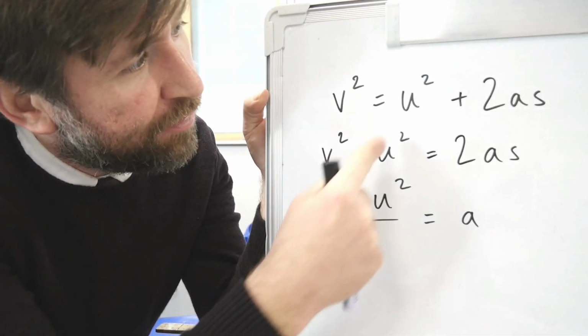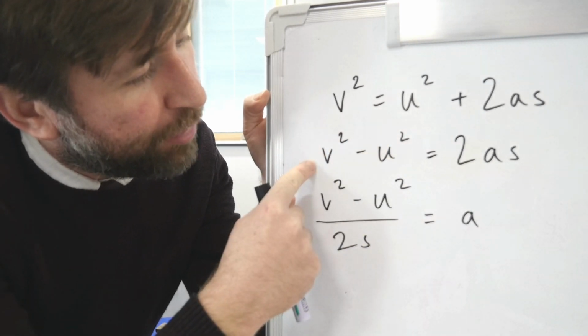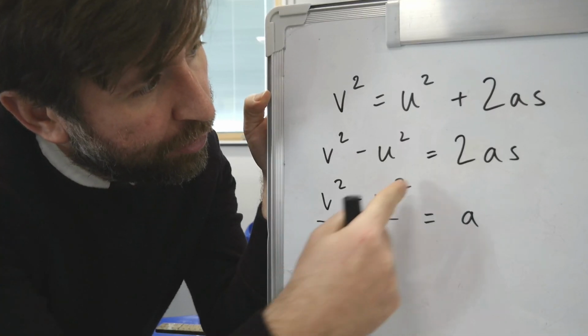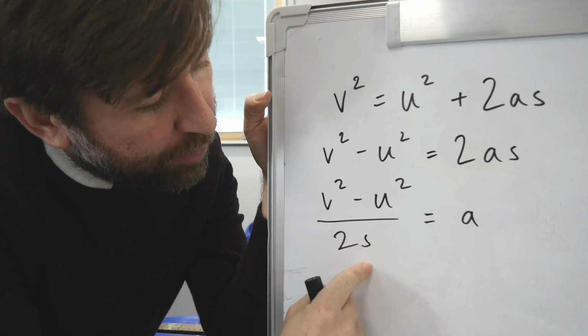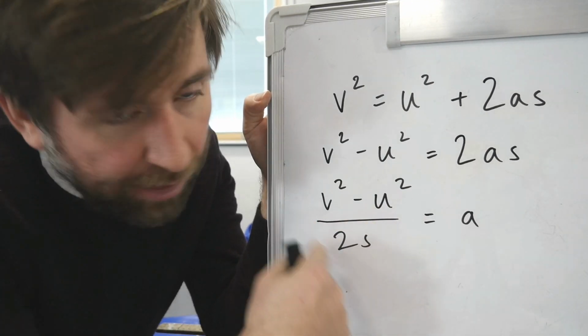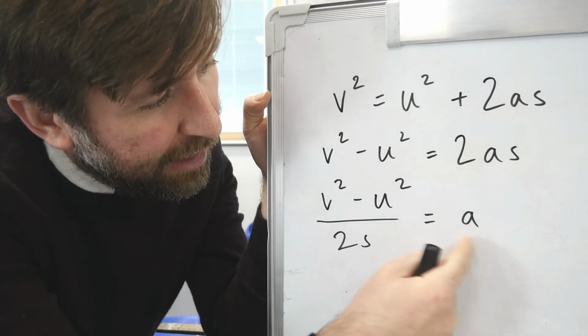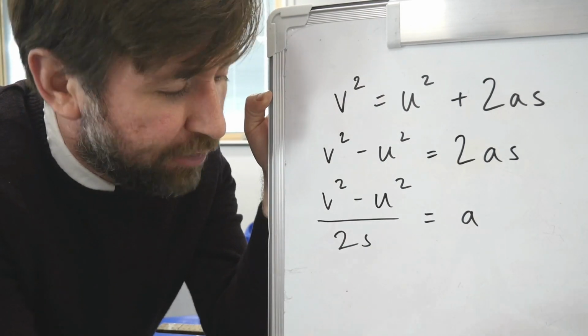I'm just going to rearrange. First of all, move the u squared by taking it away from both sides. Then move the 2 times the distance by dividing both sides by 2 times the distance. Now I can get my numbers and plug this into here, and that should give me a, which is gravitational acceleration.